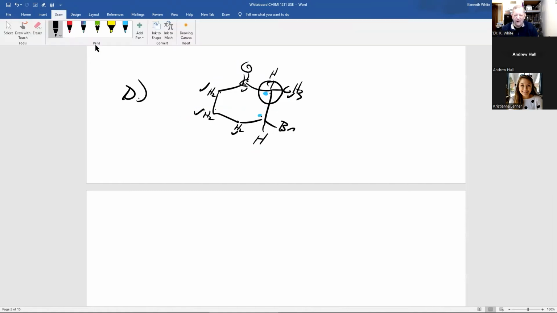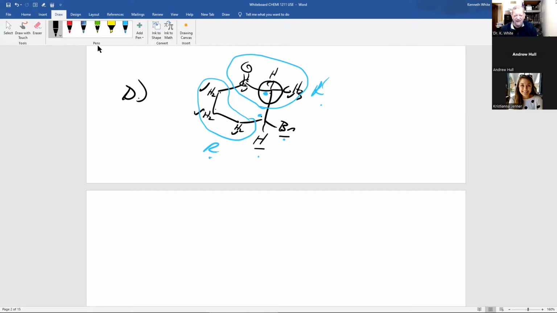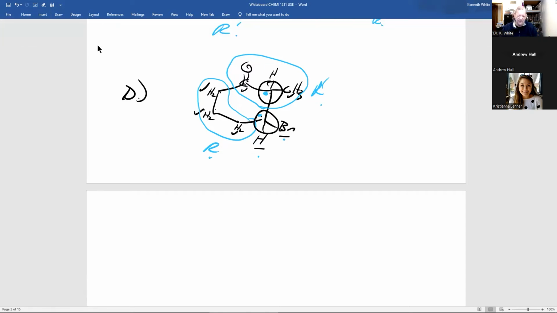All right, let's do the one with the bromine. It has a bromine, hydrogen. I can call all this R, and then all this R prime. And notice R and R prime are different. So we have a hydrogen, bromine, R, R prime, four different groups. And now you know I can circle it. And those would be the two you circle. And that's how you do it.